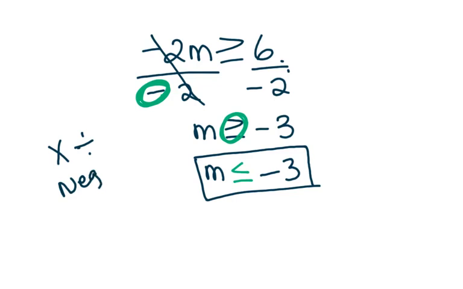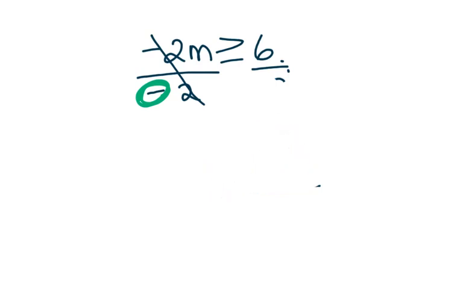You have to remember when you're multiplying or dividing with negative numbers, on the left side, not on the right side, on the left side, that you have to change the inequality. Let me make sure I've said that okay. So let's make sure I just said that good.